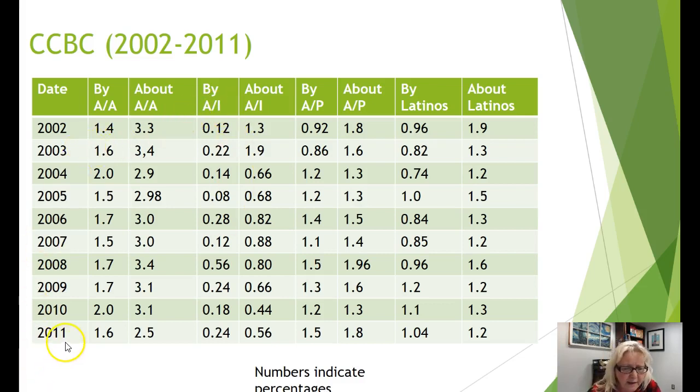And here, I haven't updated this since 2011, but I'm going to show you a later percentage differently. You can see that they broke everything out by and about, for each category from 2002 to current. They continue to do this. And you can see that none of the numbers are particularly high.